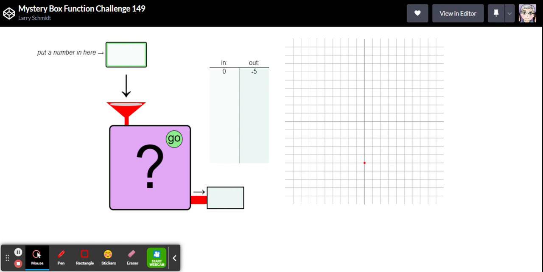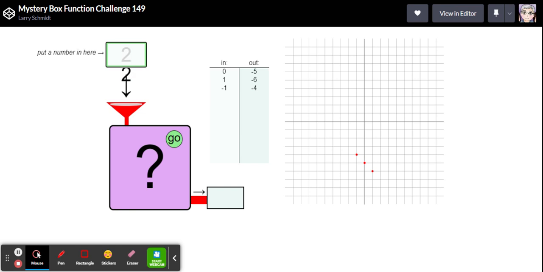Okay, so 0 gives us a -5. Let's try a 1. Or 1 gives us a -6, so it looks like we may have a line. Let's try -1. So far, this looks like a line with a slope of -1 and a y-intercept of -5. That could be it.